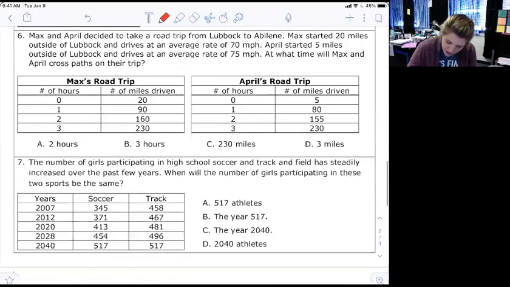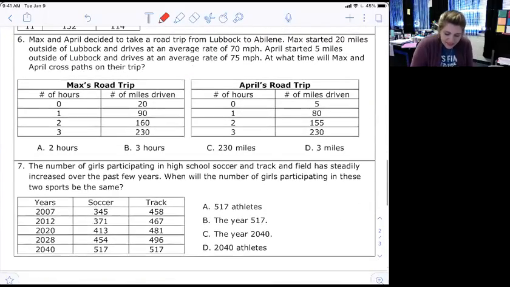Okay, so here's what I want you to do. I want you to take a look at these next 2 problems, and I want you to see if you can figure out the answer to those next 2 problems. Ready, set, go.